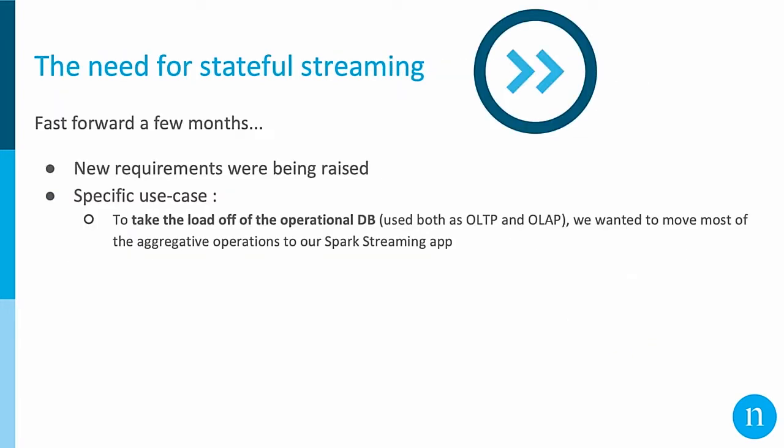So that worked for stateless applications, but going forward a few months, new requirements were being raised, and specifically this use case. I mentioned that we use Clustrix, the distributed MySQL database, for both OLTP and OLAP operations, and this imposed a lot of load on the database. So what we needed to do is take the load off of this database and onto our Spark streaming applications, because we know that Spark is a very scalable framework.